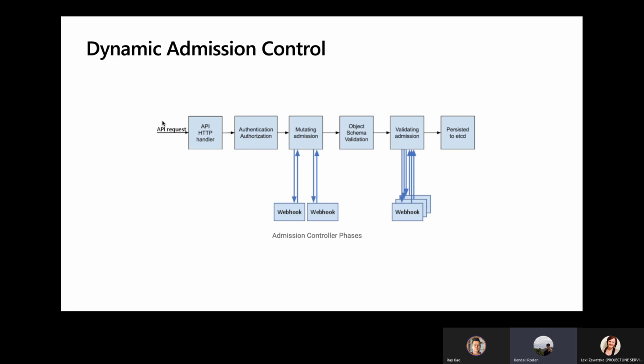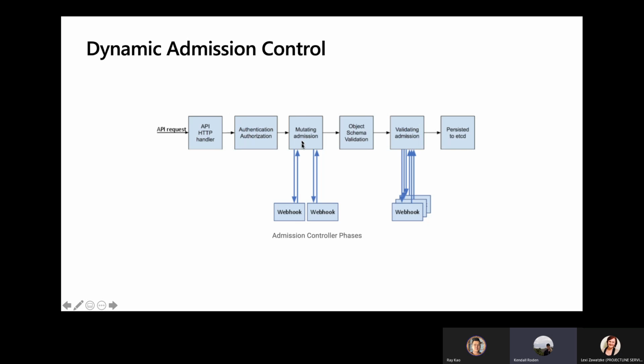And so Gatekeeper and Azure Policy really fall in the validating admission, not mutating. Eventually mutating is something that's in the works, but it's really on the validating side. So it's not going to make any changes like, for example, injecting a sidecar.